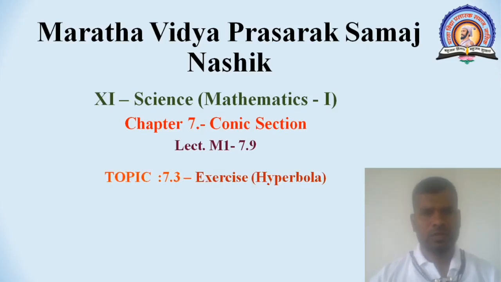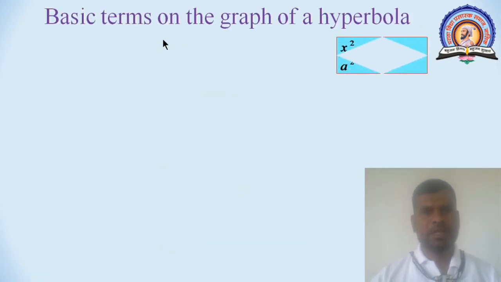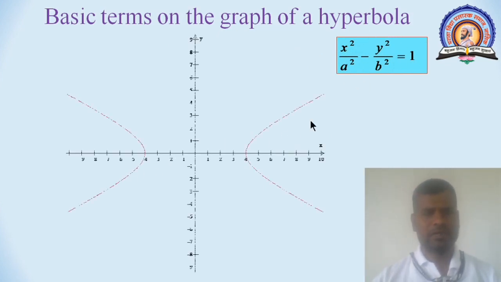Hello student, today we are going to solve exercise 7.3 of conic section, which comes under the hyperbola. Basic terms on the graph of hyperbola: x square upon a square minus y square upon b square is equal to 1. This is the general formula of hyperbola. So we will see graphically. This is the shape of hyperbola.